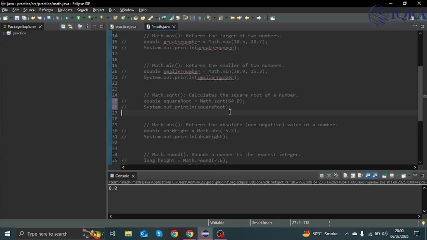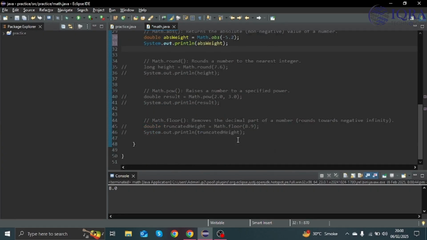Then we have Math.abs, which gives the absolute positive value of the given number. So here we have minus 5.2, which is a negative value. So it will turn this into a positive value. If I run this, it will become 5.2 instead of getting minus. Do you understand? And then we have Math.round.